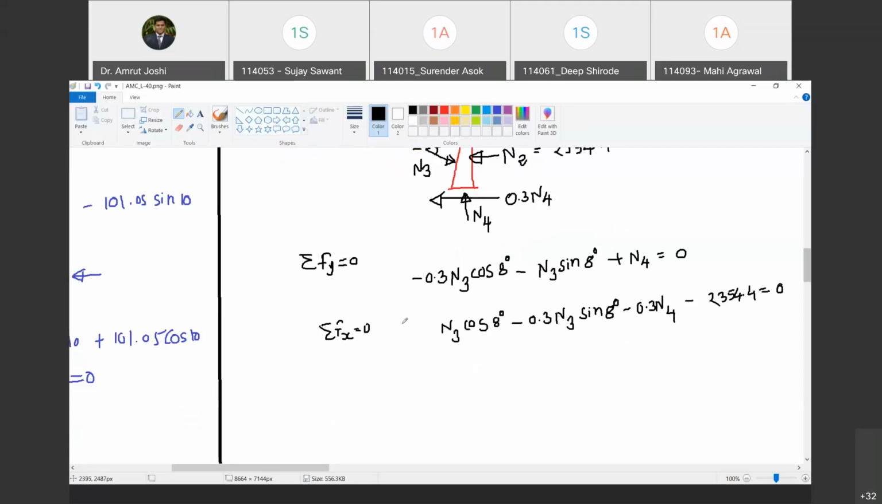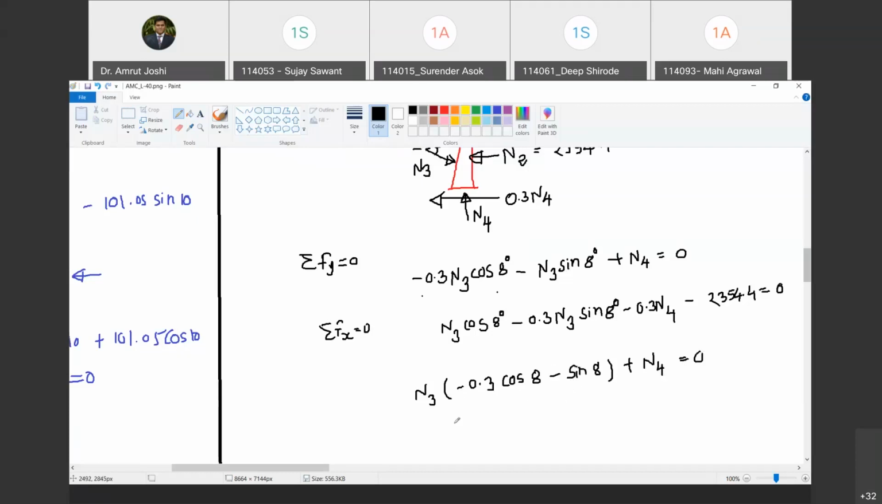Yes, sir. Let us rearrange the terms. So what is the coefficient of N3 here? So N3 common into bracket, you will have minus 0.3 cos of 8 degree. Happy? Oh, I'm sorry. Cos of 8 degree minus sine of 8 degree. Happy? Sir, it's 0.3 sine of 8 degree. Oh, I'm sorry. I'm writing down the first equation. So N3 common into bracket minus 0.3 cos of 8 degree minus sine of 8 degree plus N4 equal to 0. Do you agree?